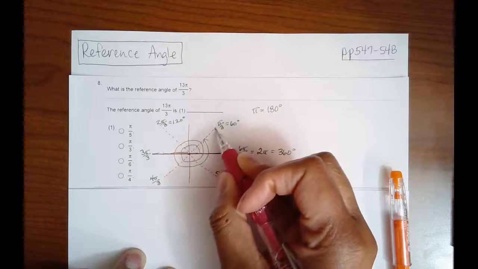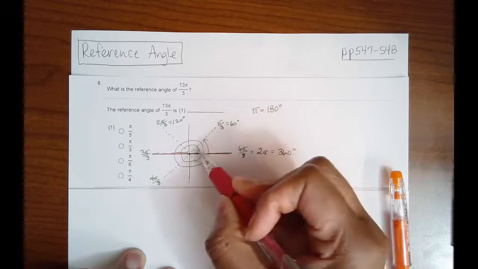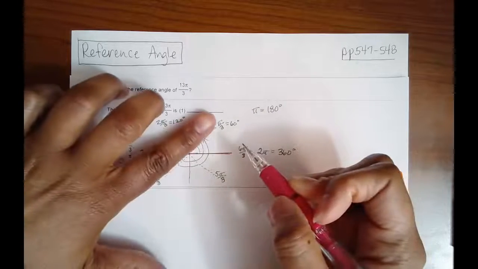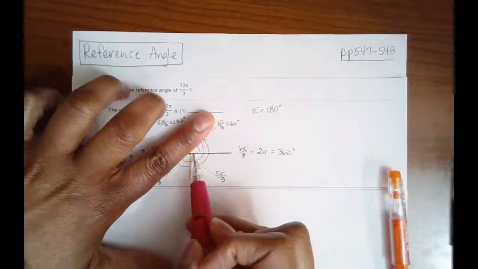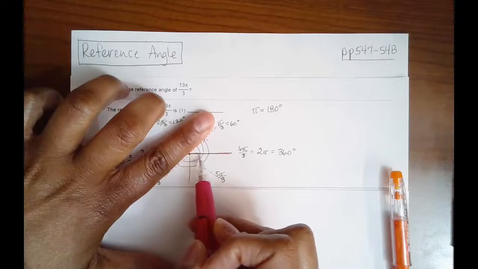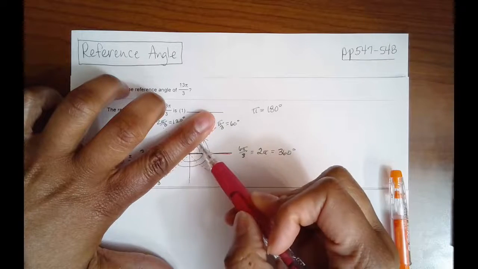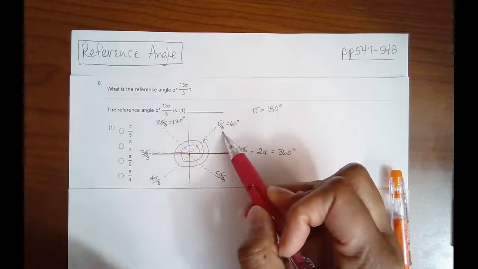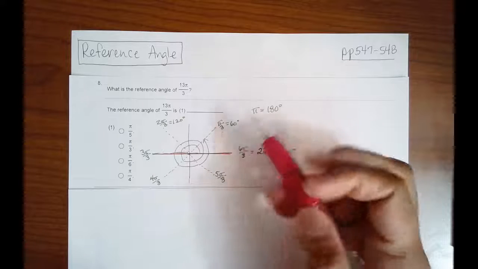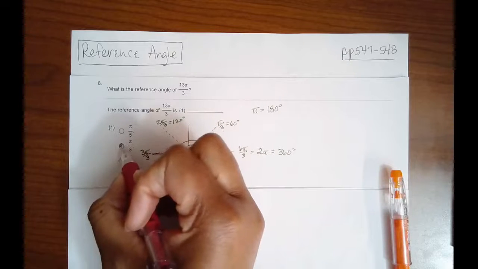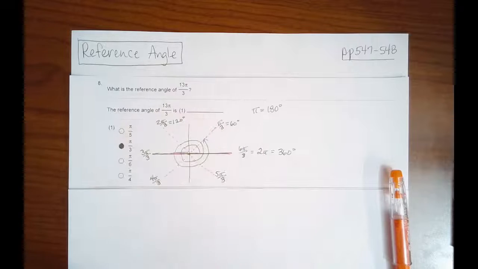So we are in quadrant 1. And it just so happens that the angle that is formed between the x-axis and where this angle ends is pi over 3. So this is the answer choice that we select.